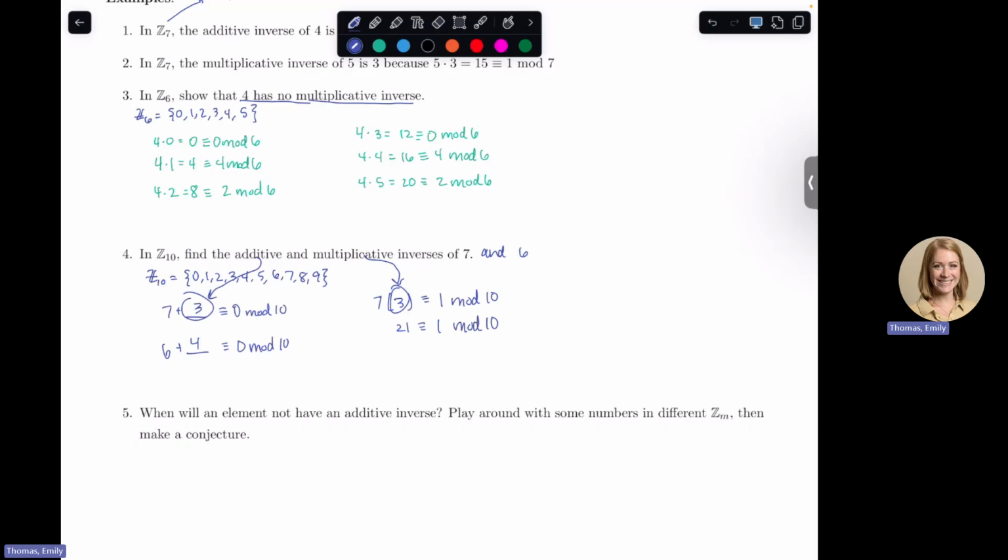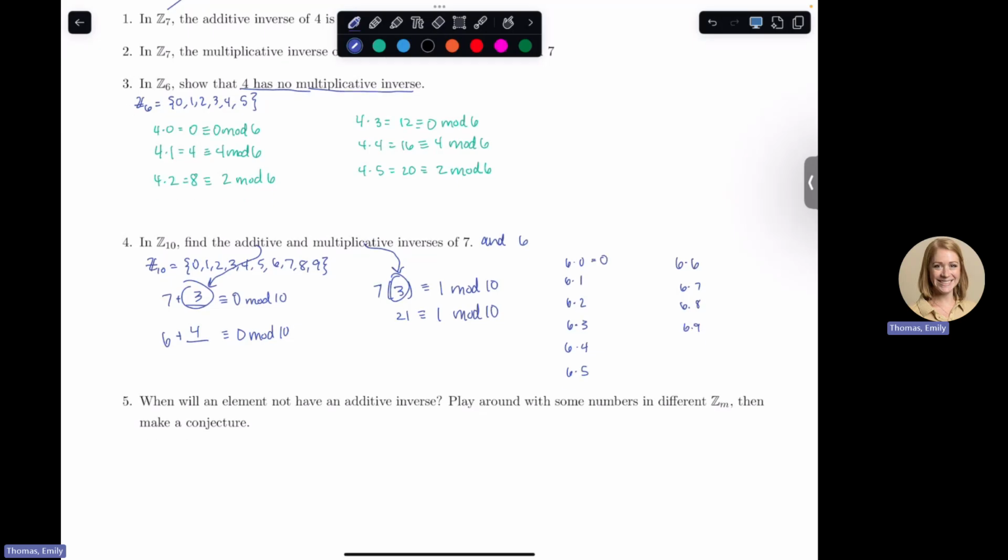So like 6 times 0, 6 times 1, 6 times 2, 6 times 3, 6 times 4, 6 times 5, 6 times 6, 6 times 7, 6 times 8, 6 times 9. 6 times 0 is 0. That's not going to be congruent to 1. 6 times 1 is 6. That's not going to work. 6 times 2 is 12. We are mod 10, so that's going to be 2. 6 times 3 is 18. That's going to be 8 mod 10. 6 times 4 is 24. That's 4 mod 10. We're looking for a remainder of 1.